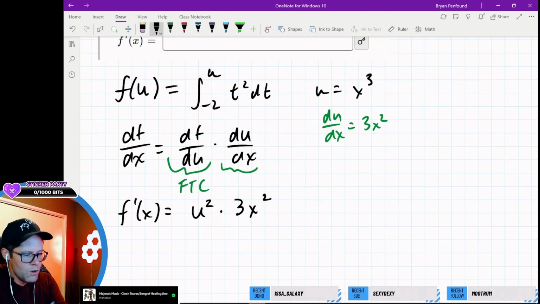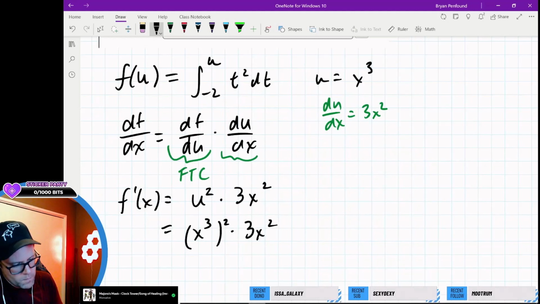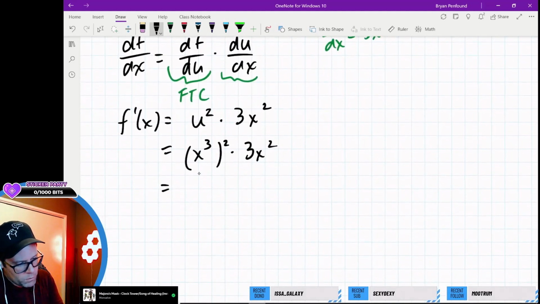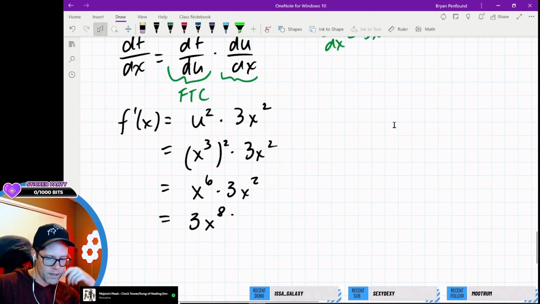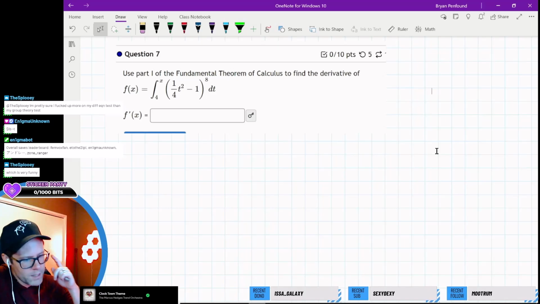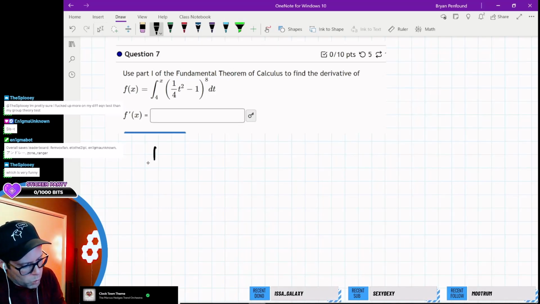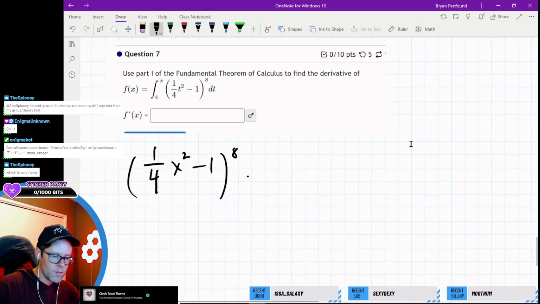But we know that u is equal to x cubed. So let's put x cubed back in. And what do we get? This is x to the 6 times 3x squared. Is this 3x to the 8? Is that what our derivative is going to look like? 3x to the 8? Use part 1 of the fundamental theorem of calculus to find the derivative. This should be 1/4 x squared minus 1 all to the power of 8. Bam. Done and dusted.